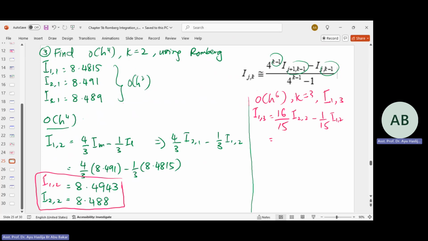Right, for this question, I have no question. 10 marks. Each value 1 mark. Each I 1 mark. Okay, so I13 you should get 8.488.